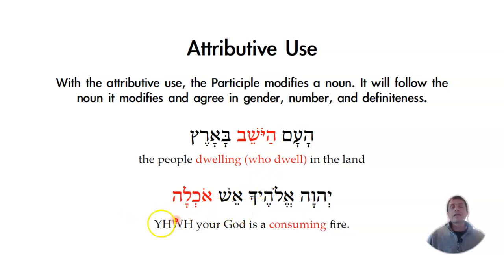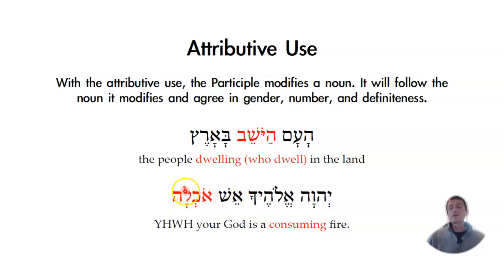Here's another example of an indefinite attributed participle. It's Adonai Elohecha, Yahweh your God, is Aish Okela. Okela is a feminine participle. If you remember, Aish, the noun Aish, is feminine, even though it looks masculine. It's actually a feminine noun. So the participle matches that in gender.